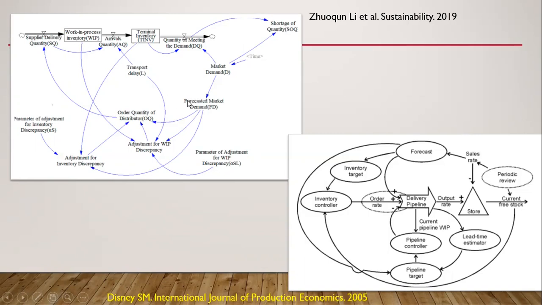So in response to the forecast of market demand, the work in process inventory and the inventory level, we order a particular quantity. So this is how the stochastic model of inventory management works. So let us see this.